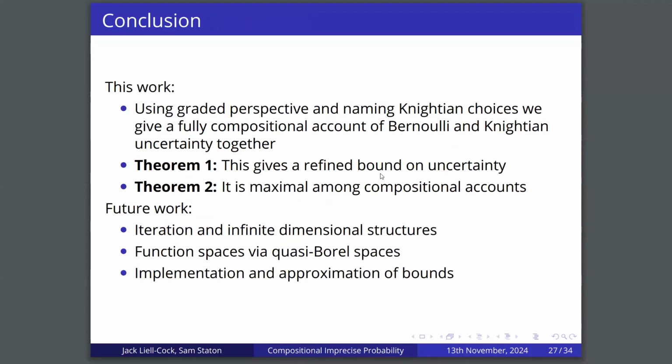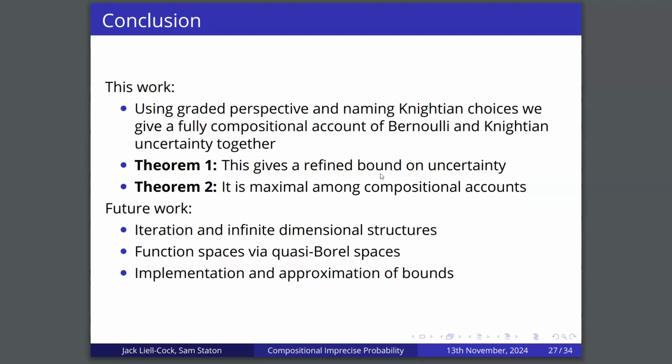So in conclusion, in this work we used a graded perspective and named 19 choices in order to give a fully compositional account of Bernoulli and Knightian uncertainty together in a probabilistic programming language. We showed that this gives us a refined bound on the Knightian uncertainty, so smaller convex subsets. And also it's a maximal approach, so there's no other way we can quotient down without breaking something.